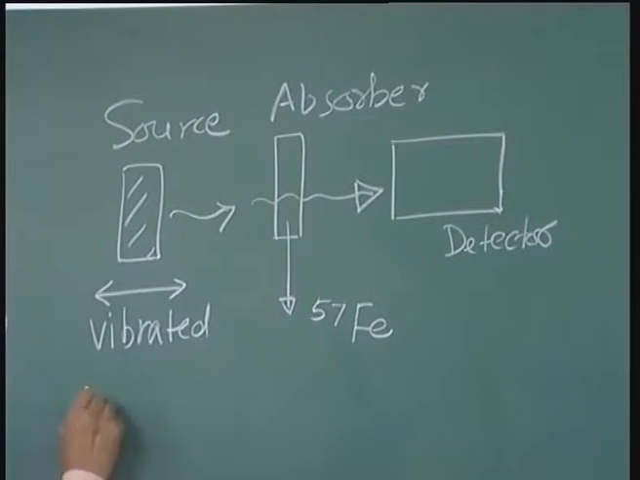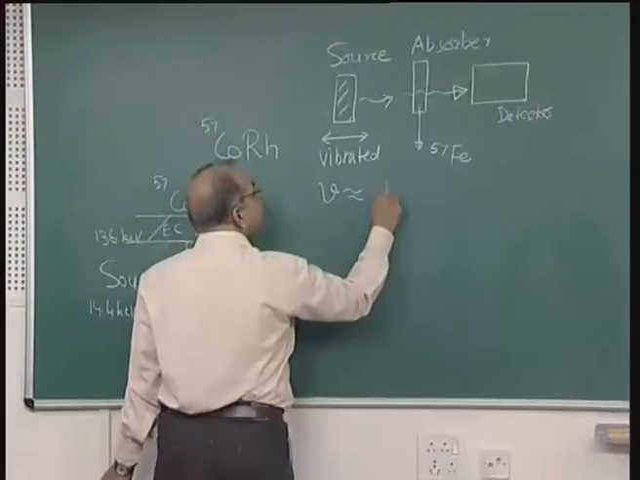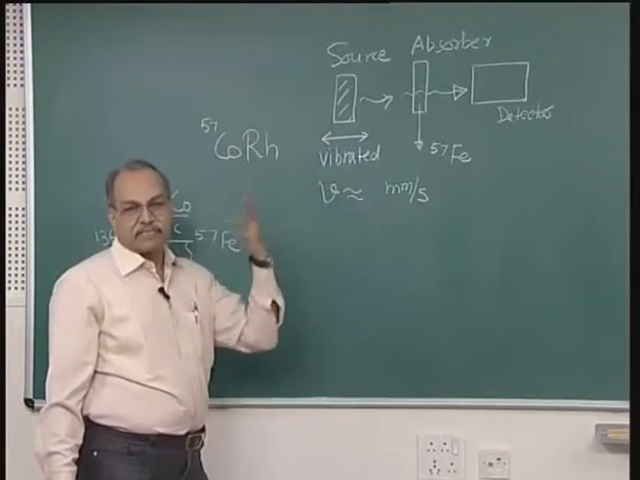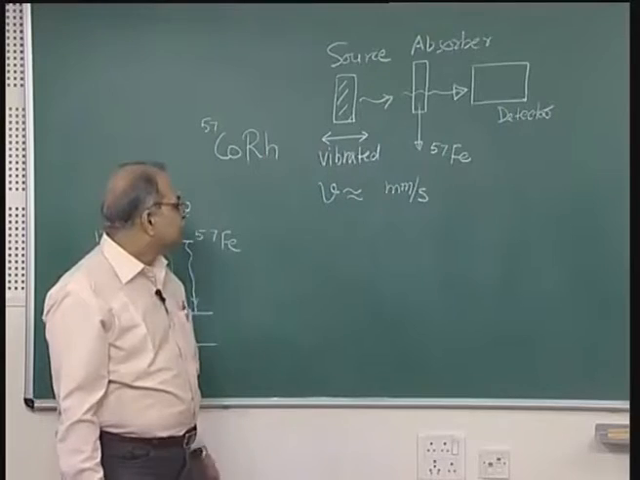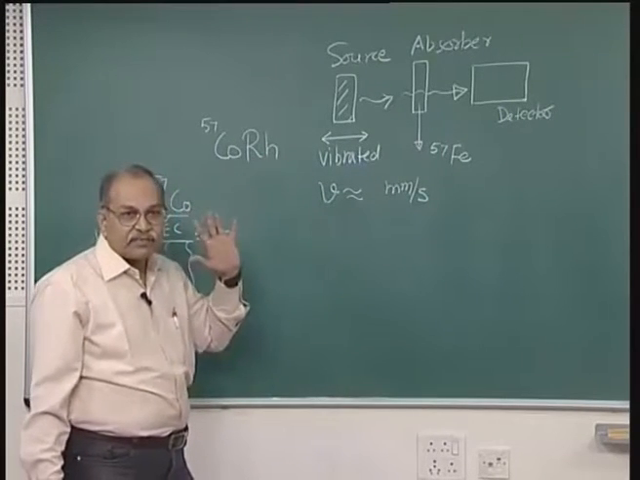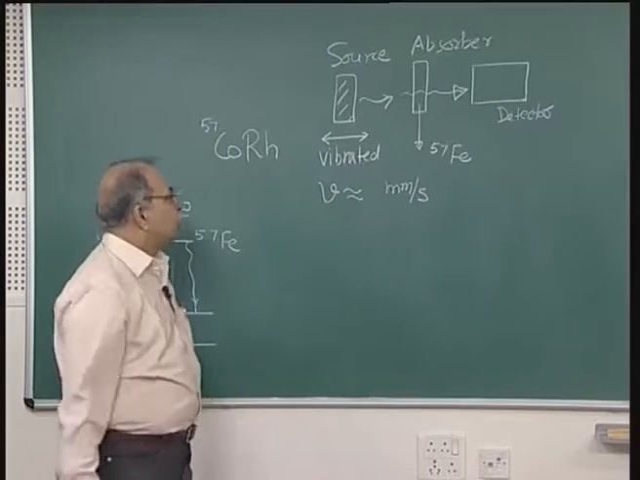The maximum velocity generally is a few millimeters per second, 10 millimeters per second or so in case of iron, a few millimeters per second. So, this is the arrangement. So, how does it work?